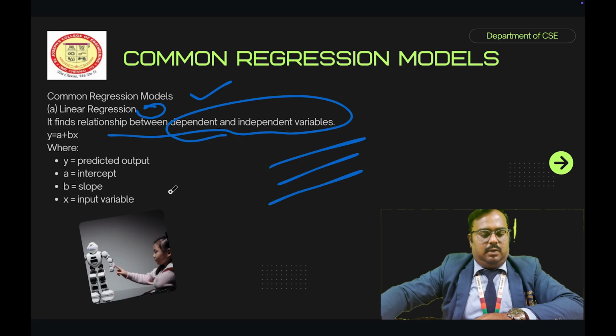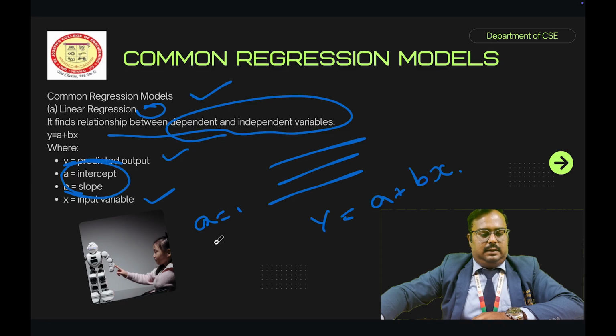So here we have to find the relationship between the dependent and the independent variable. So y = a + bx. Here y is the predicted output, x is the input variable. So we need to find two more things: one is the intercept and another one is the slope. So here a equals the intercept and b equals the slope.